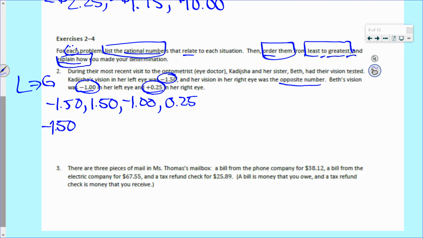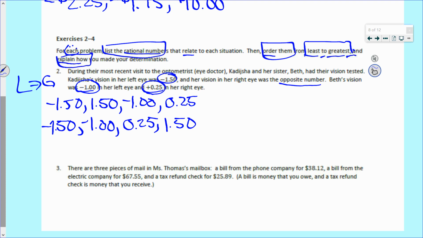Technically these aren't dollars, but if it helps you to think about it in money, that's not bad. Because I'd rather owe $1 than $1.50. So then the next negative number, negative 1.0. Now we're to the positives. Our next positive number would be 0.25. And our last positive number, last on our list. Does everybody agree with that order? Anybody have any issues with it?